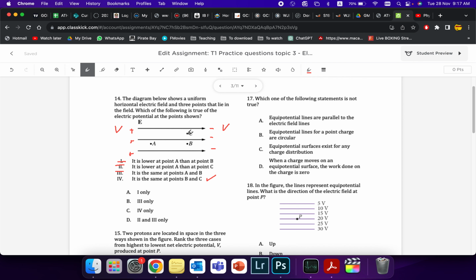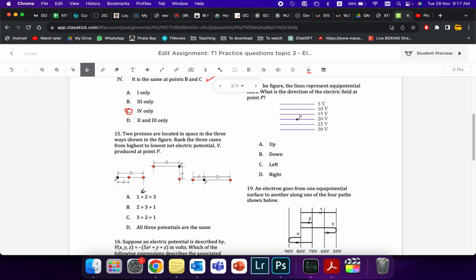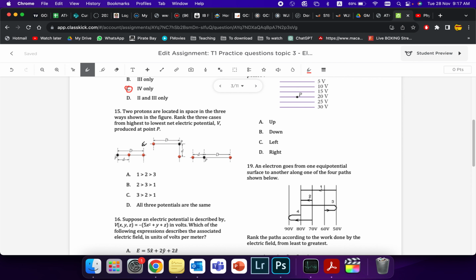So that means these two have the same potential. Yes, of course, because they're both next to the minus. So that means 4 only. All right. 2 protons are located here. Rank the net electric potential V at each point P.